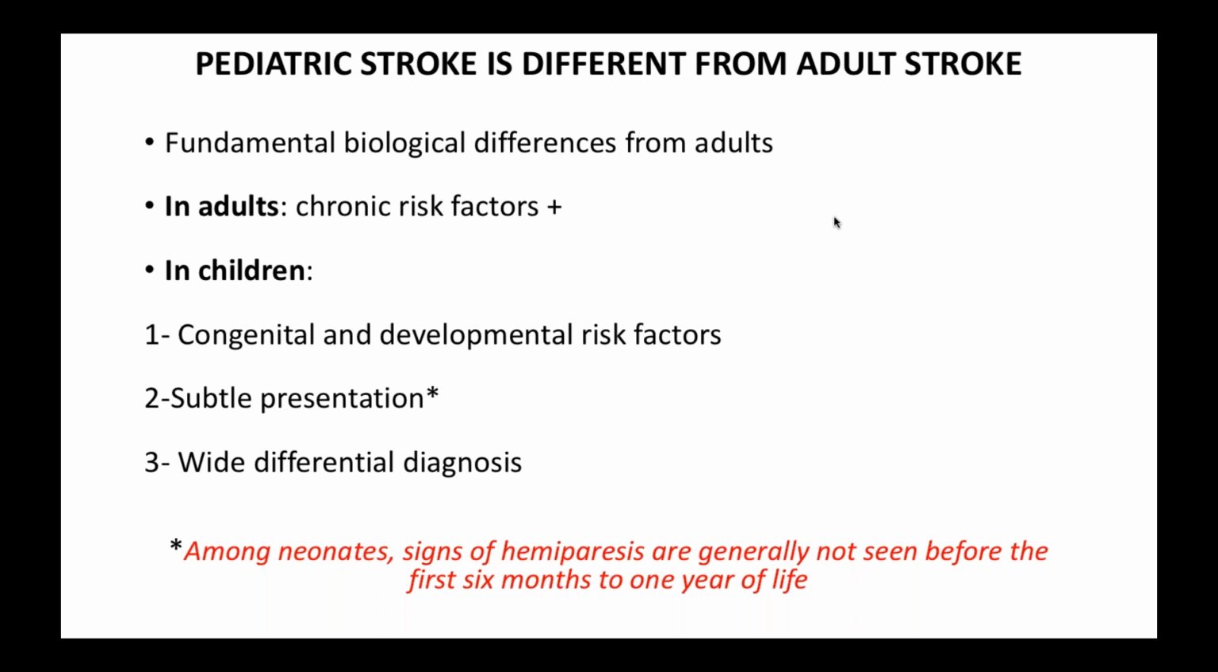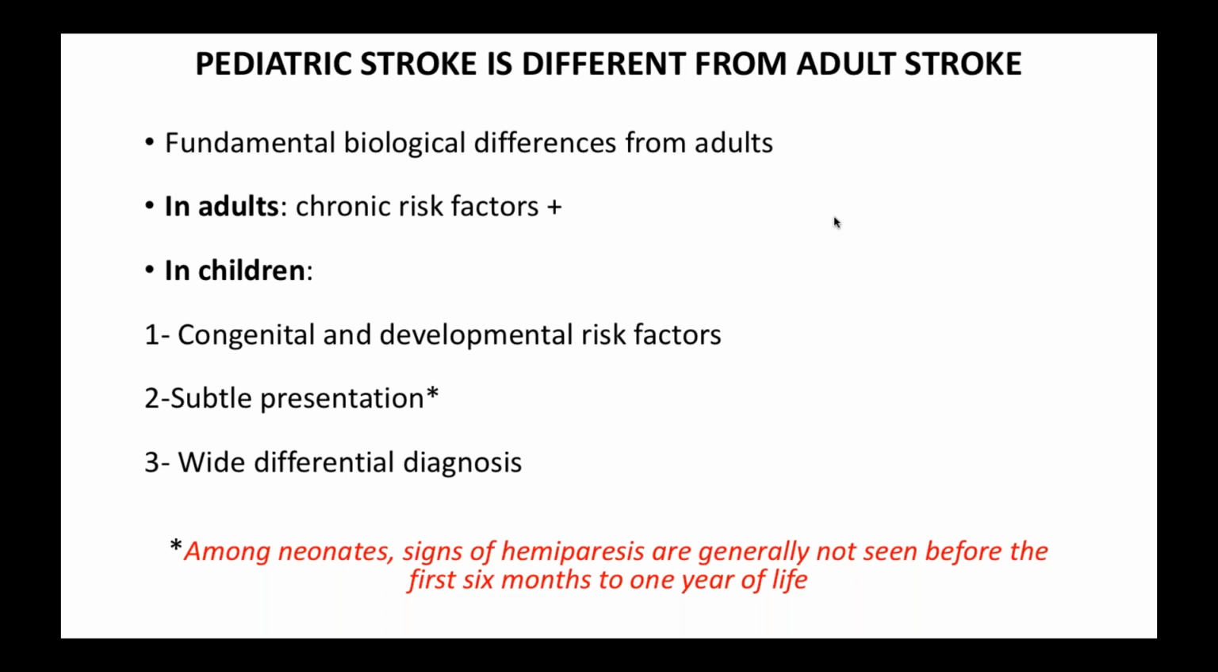So we were discussing the differences of a pediatric stroke from adult stroke. The first difference is that there are fundamental biological differences. Please remember, in adults, the chronic risk factors are more present, and they are the major prerequisites or predisposing factors for stroke, whereas in children, mostly it is due to congenital and developmental risk factors. There are congenital abnormalities or developmental problems in the brain or the vascular structures resulting in a propensity to develop stroke.